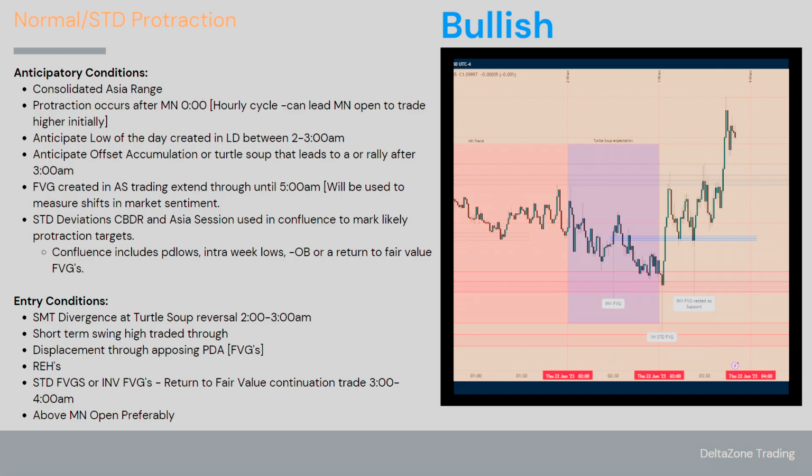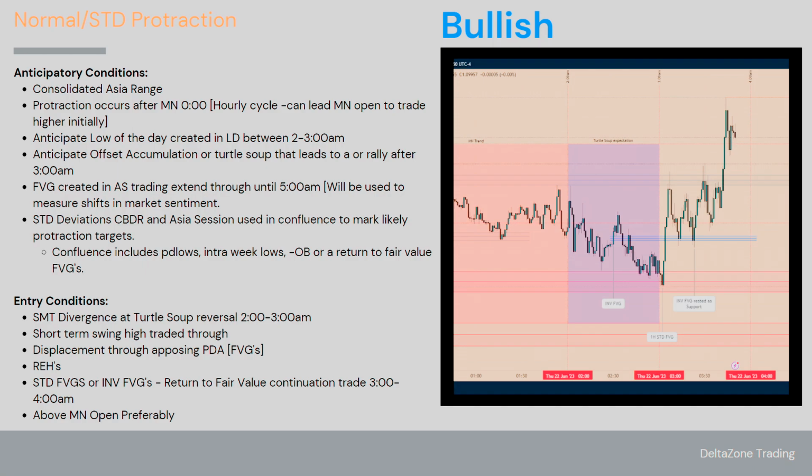If trades are not taken early, you can have a look at trading a return to fair value between 3 and 4 a.m. Oftentimes we get an opportunity to enter into a continuation trade when price returns to any standard fair value gaps or inverted fair value gaps. And remember, we would like to see candle bodies close inside these fair value gaps, right? And we let the wicks do the damage.